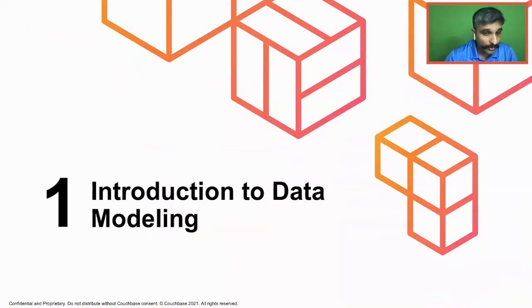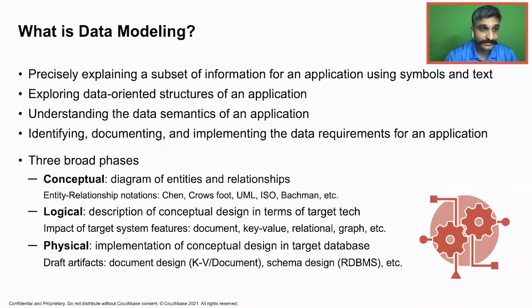So let's first introduce data modeling. What is data modeling? I had to just Google for this definition, and I got a variety of answers. Data modeling is precisely explaining a subset of information for an application using symbols or text. It is exploring data-oriented structures of an application, understanding the data semantics of an application, say identifying, documenting, and implementing the data requirements of an application. These were all the definitions that you would see. But in short, data modeling is designing the data the way it best suits your application.